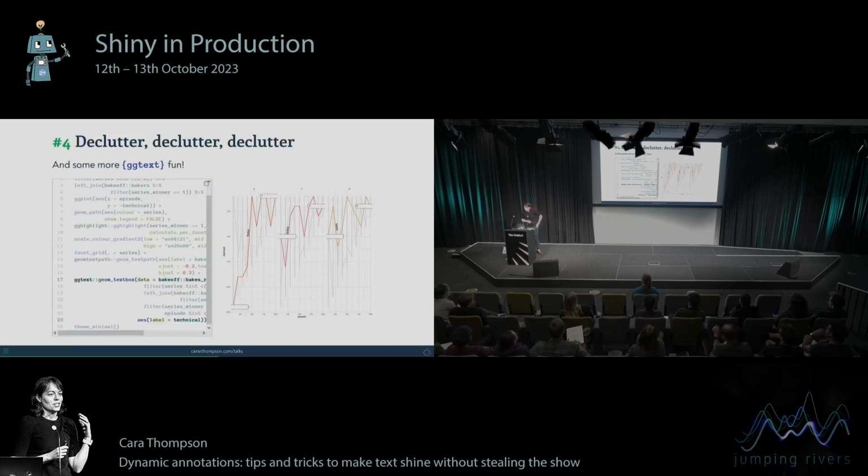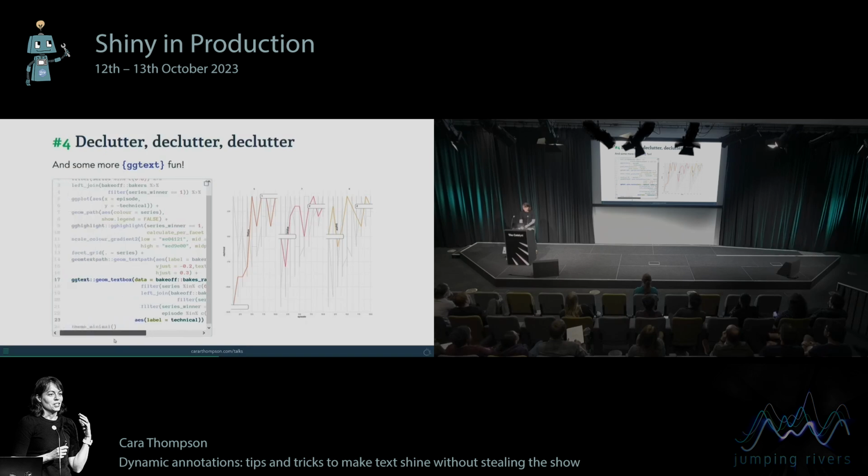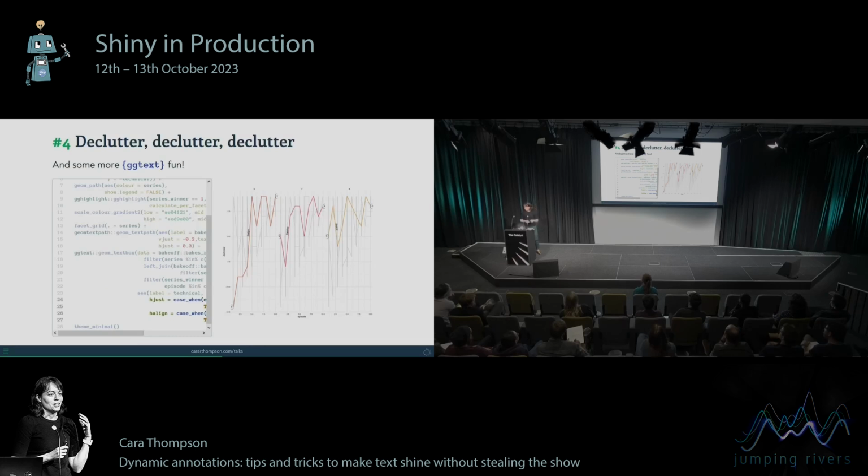Might as well have some more fun with GG Text, see how they started and how they ended. So we've got some text boxes here at the very start. I've just filtered so that we've got episode 1 and episode 10, and then we're labeling it by the score that they achieved in the technical. We can do some alignment stuff like we did earlier.